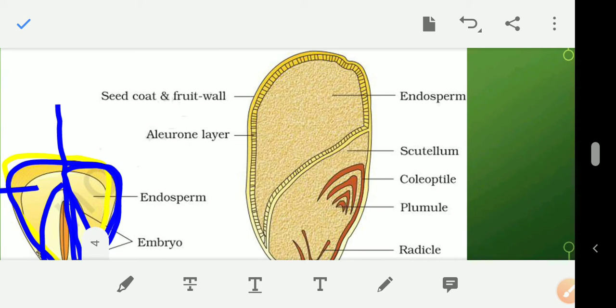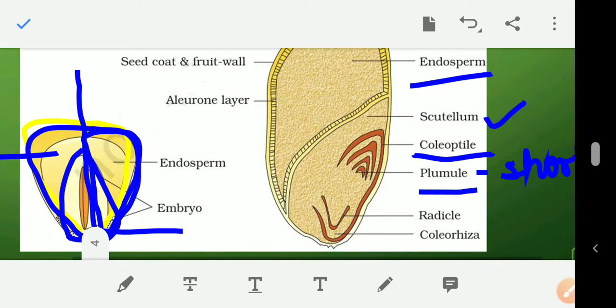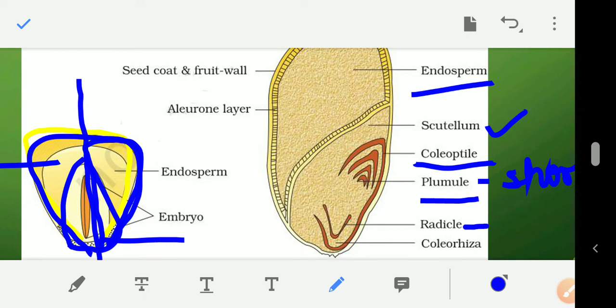Food is stored in the endosperm, so most of the food is in the endosperm. That's why they have a papery cotyledon, and that cotyledon is known as scutellum. In the embryo region, the upper region is known as plumule, which develops into shoot, and the shoot is surrounded by coleoptile. Coleoptile is a protective layer around the shoot. The lower region is known as radicle. Radicle develops into root, and the root is surrounded by coleorhiza.